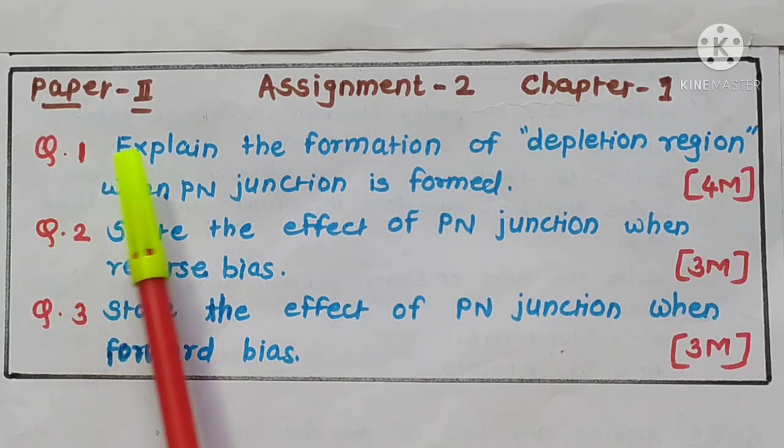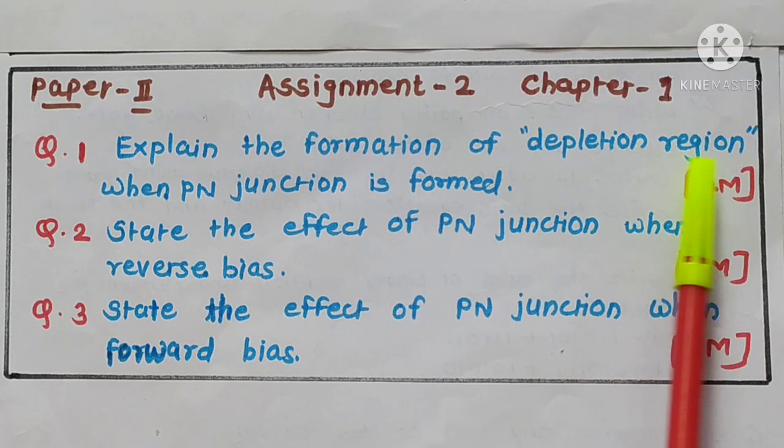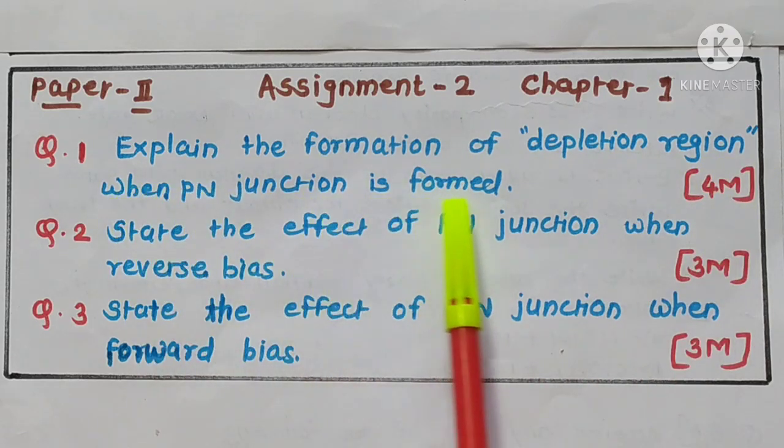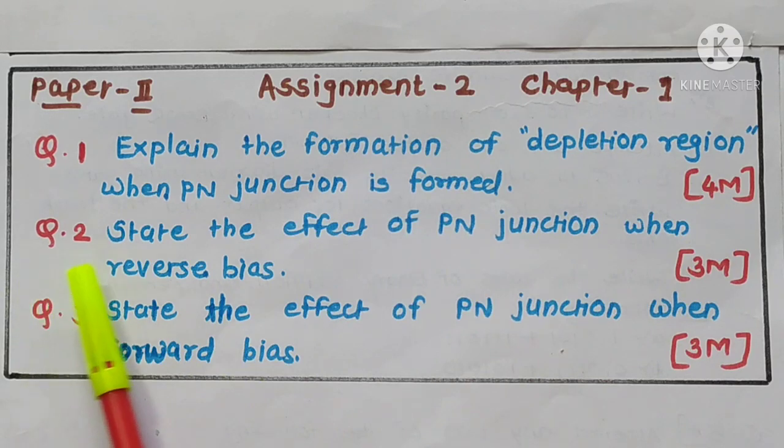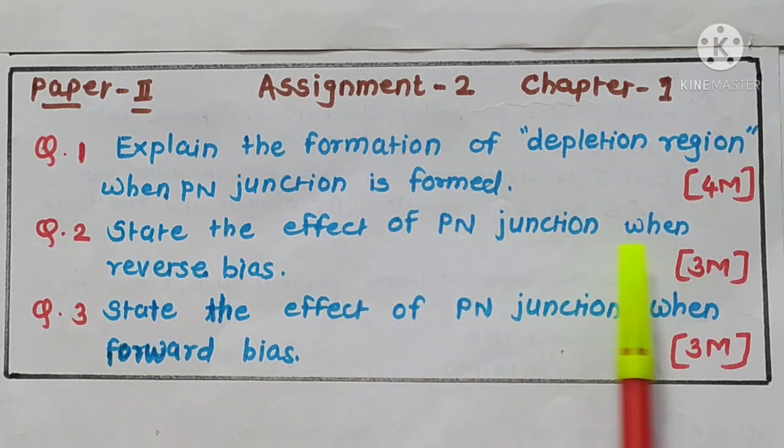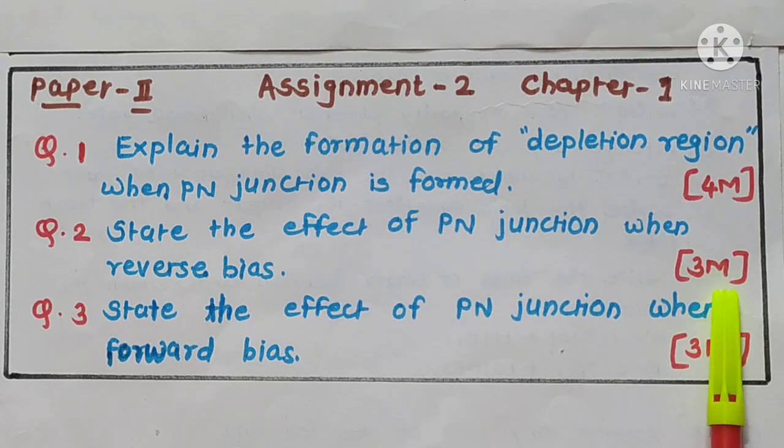Question number 1, explain the formation of depletion region when p-n junction is formed. This question carries 4 marks. Question number 2, state the effect of p-n junction when reverse biased. Students, this question carries 3 marks. Question number 3, state the effect of p-n junction when forward biased. This question carries 3 marks.